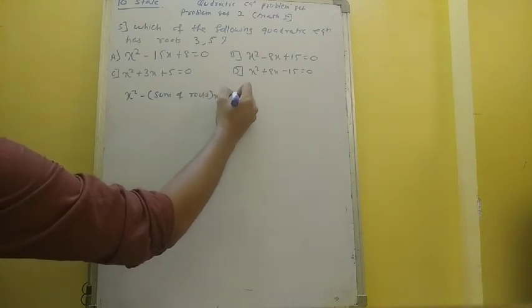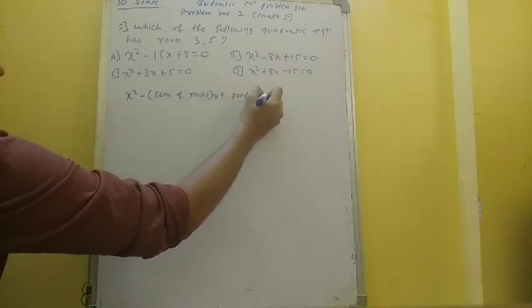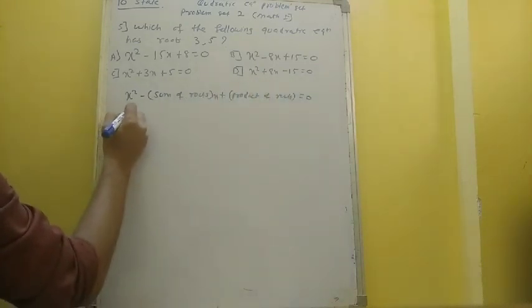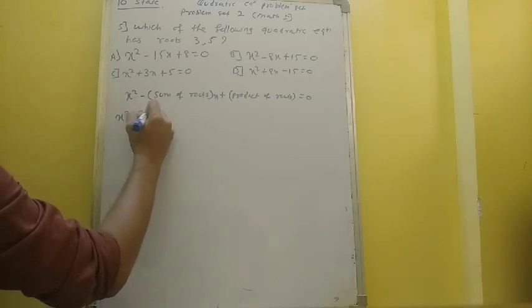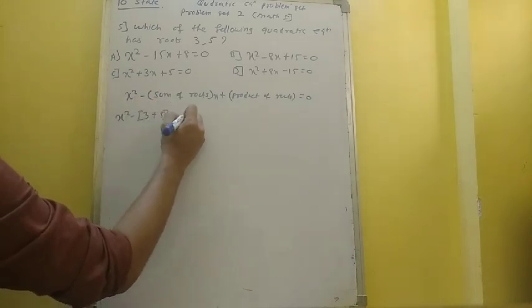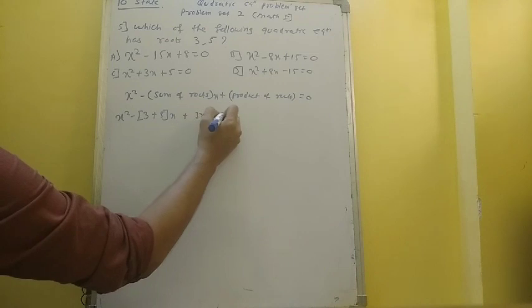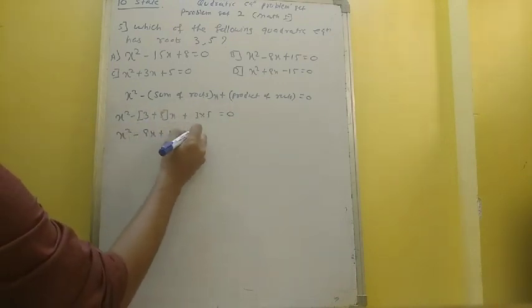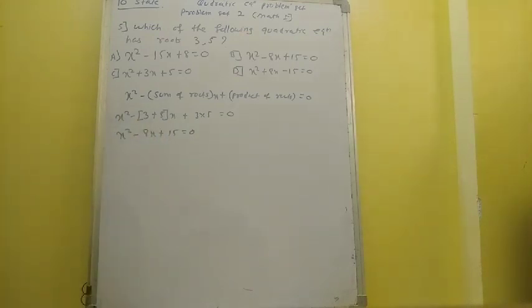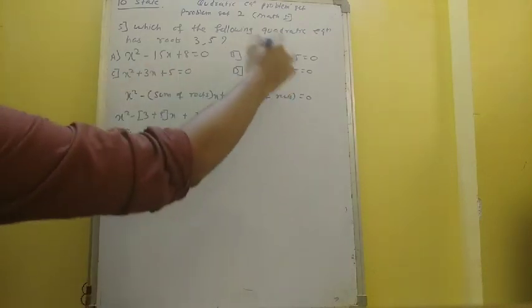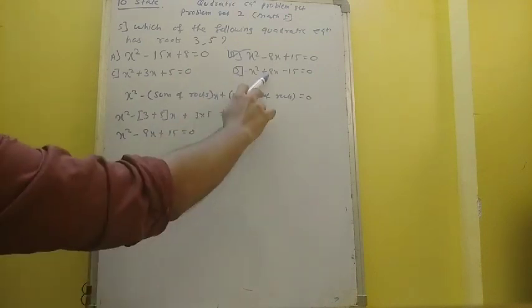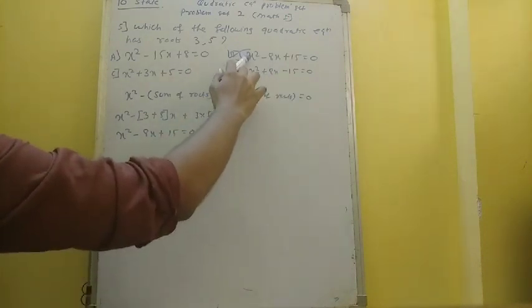into x plus product of the roots is equal to 0. X square minus, what is the sum? 3 plus 5, product 3 into 5 is equal to 0. 5 3 is the 4. Do we have x square minus 8x plus 15? X square minus 8x plus 15. Yes, it is the B one. Okay. We also have 8x, but it is plus sign and minus sign. So this is the correct one.